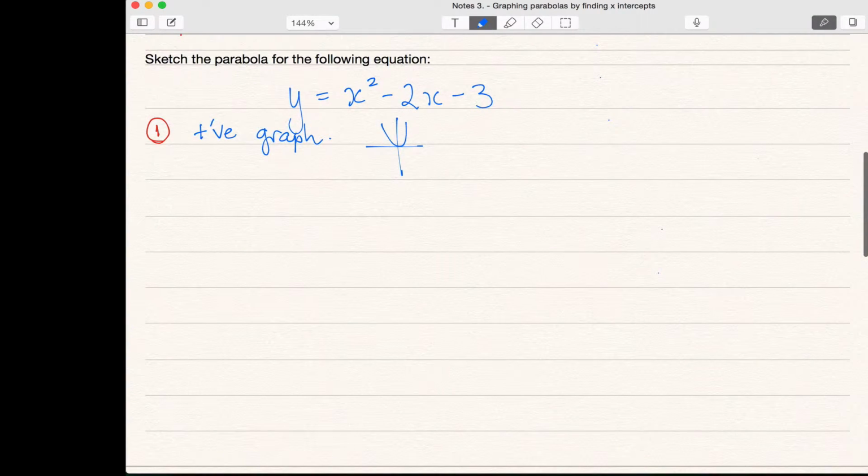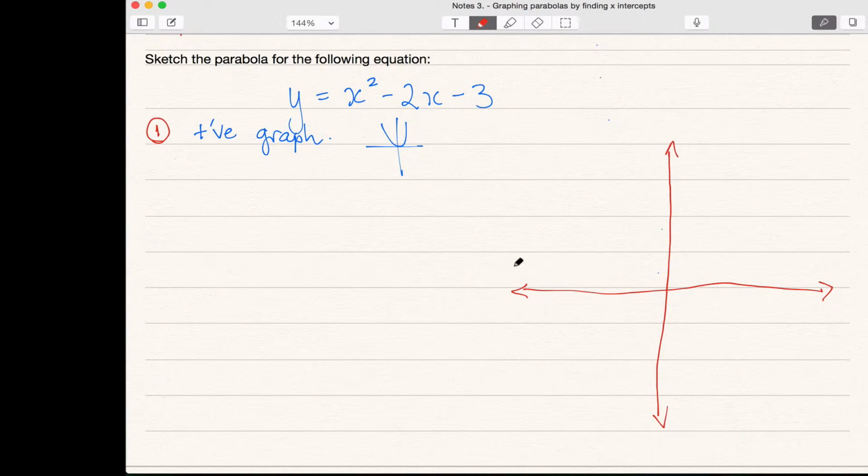Other part of step 1 is to draw your axes, so you are ready to put all your dots on when you find each of the points. You would use a ruler. It's very difficult for me to use a ruler on a computer screen, but your lines would be completely straight.